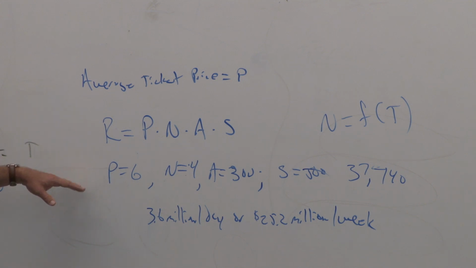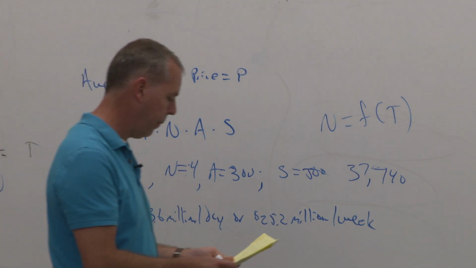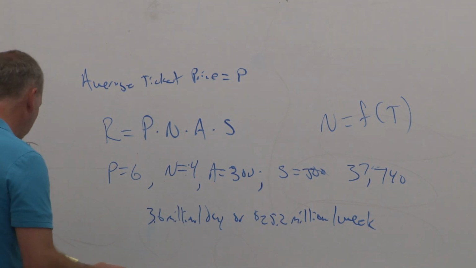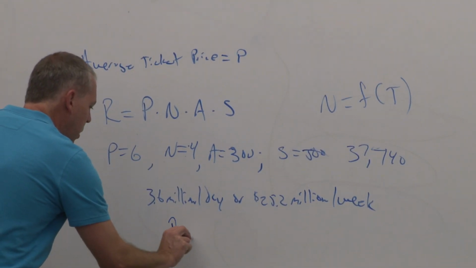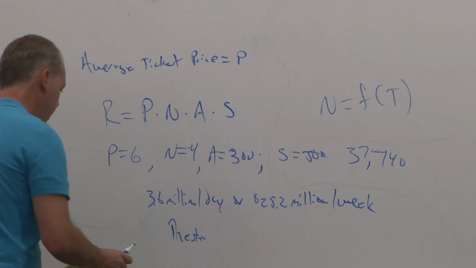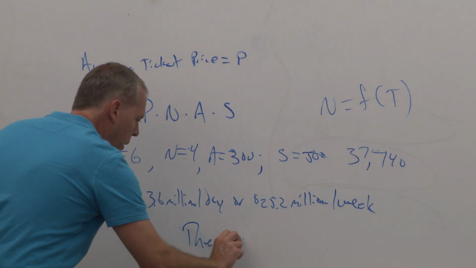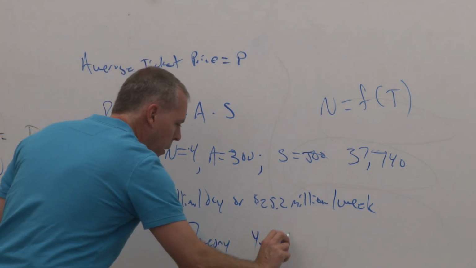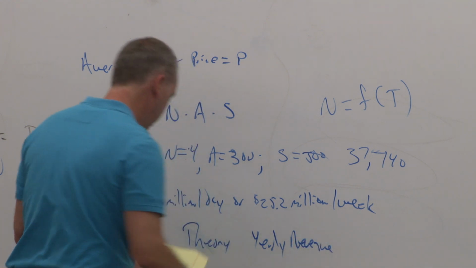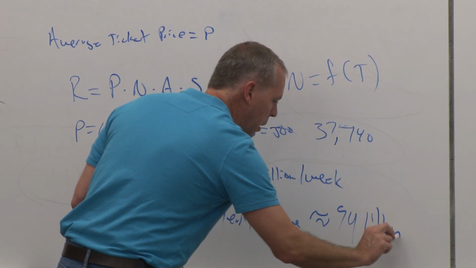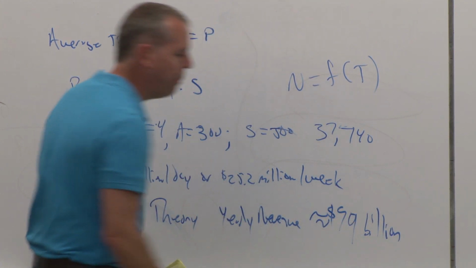Same thing for our N's and our A's. Some of those movie theaters might be really small, other ones might be quite large. So when you include all this for the U.S. as a whole, you have a theoretical yearly revenue of approximately $99 billion.